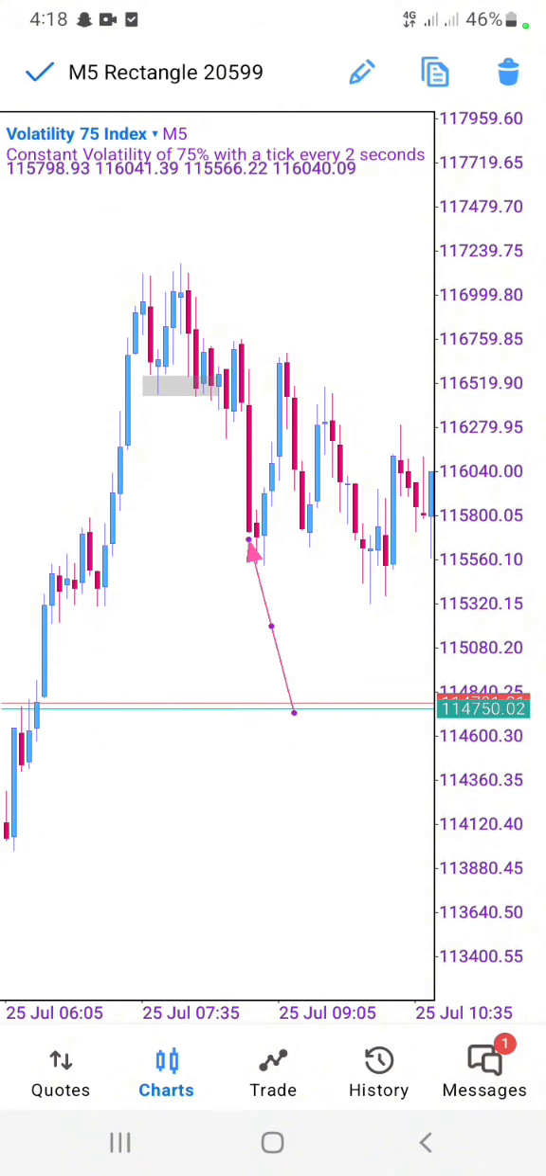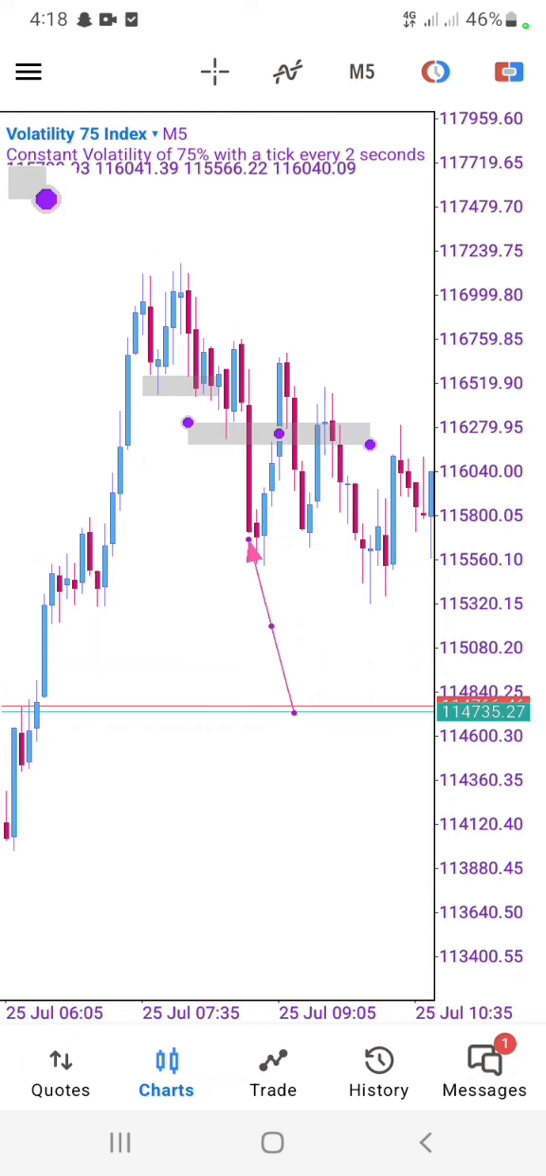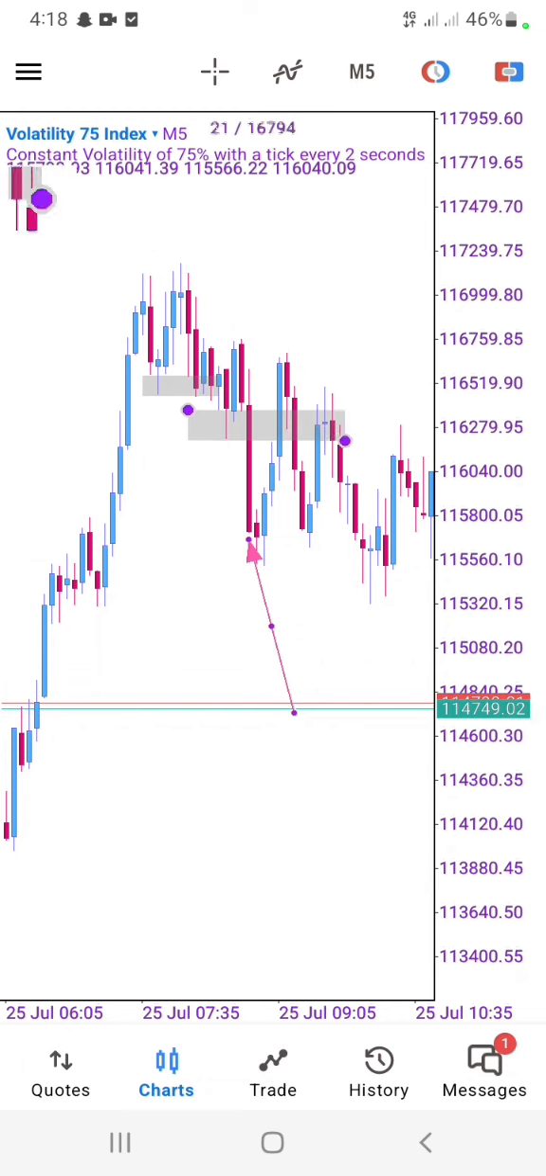So let us do it like this. This is when the market breaks our structure. So after breaking the structure, remember we have our overall trend here.